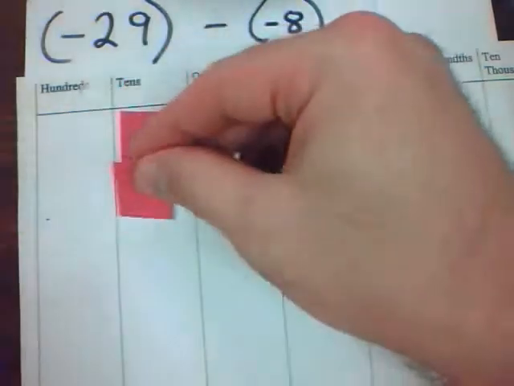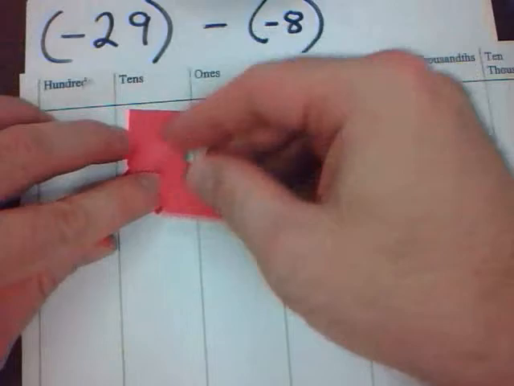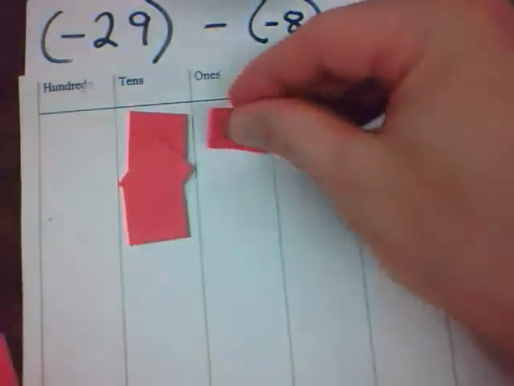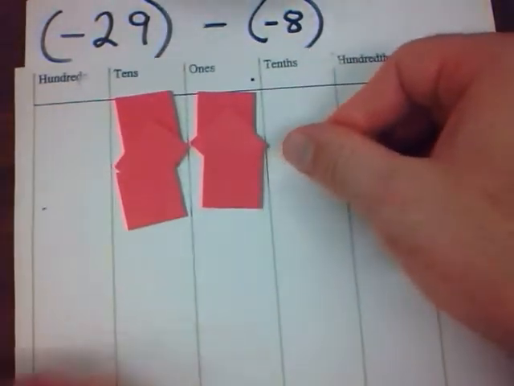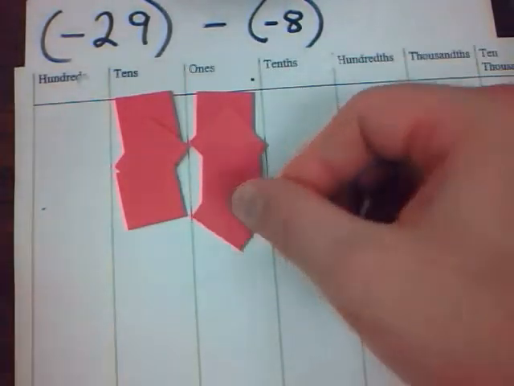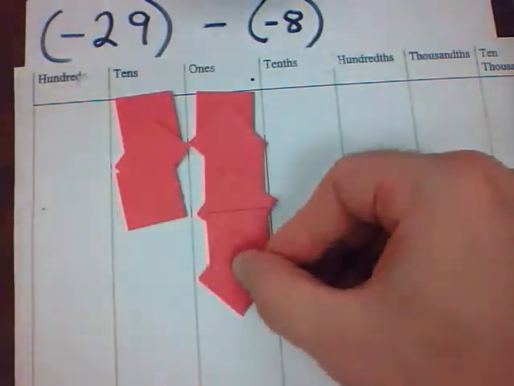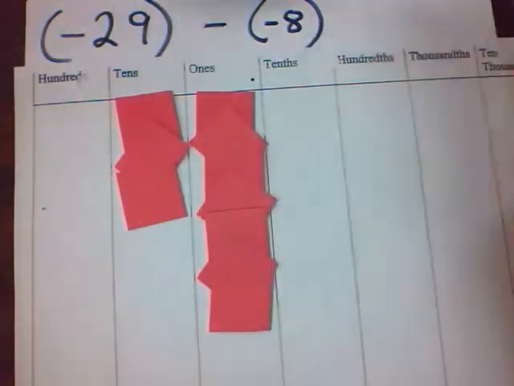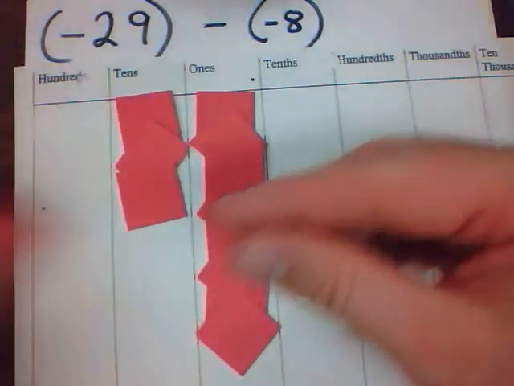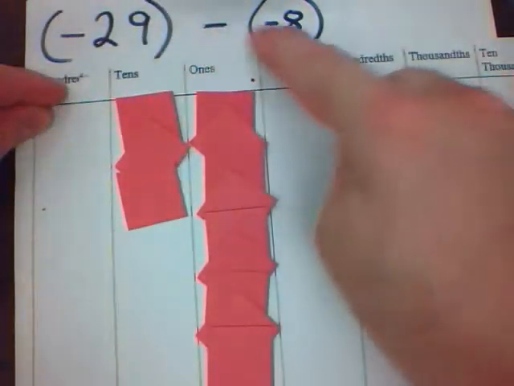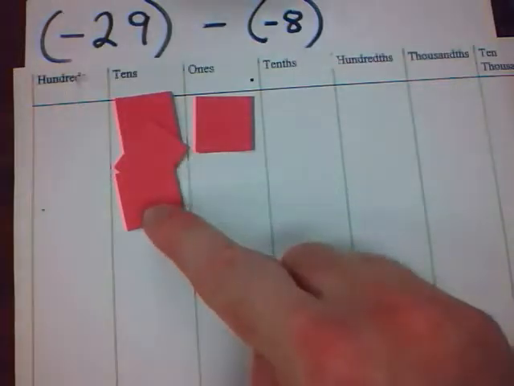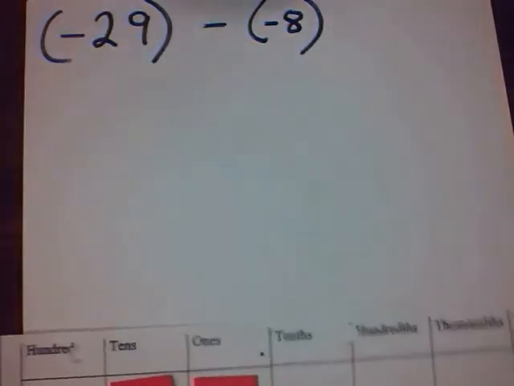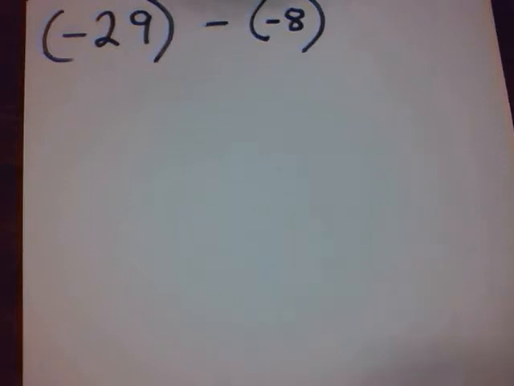Starting at -29. 1, 2, 3, 4, 8, 9. Take away negative 8. So 1, 2, 3, 4, 5, 6, 7, 8. Leaving me with my answer, negative 31. Next example.